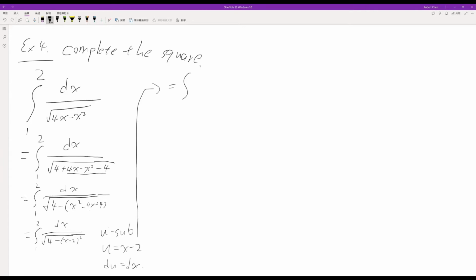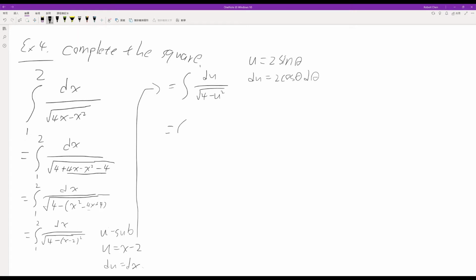Now we're not going to worry about the bounds yet. Later on, we're going to come all the way back to x. dx is now du, and in the integral, I have 4 minus u squared. Now that looks like a trig sub, right? So in this case, we're going to let u be equal to 2 sine theta, and du is 2 cosine theta d theta. This is the first type of trig sub.